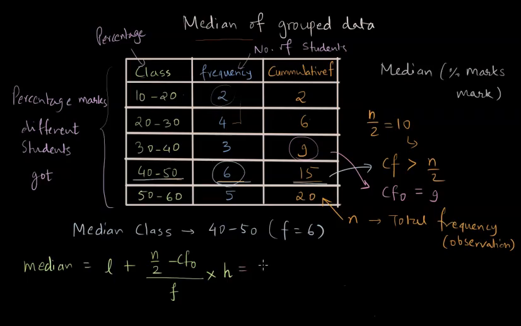Now we put in all the values. So L is 40 in this case because 40 is the lower limit of the median class, plus n by 2 is 10. So 10 minus CF naught, which is 9, divided by the frequency of the median class, which is 6, times the range of the class, and that is 10. And this gives us the median as 40 plus 10 over 6, which is 41.66. And this is how we can find the median of grouped data.